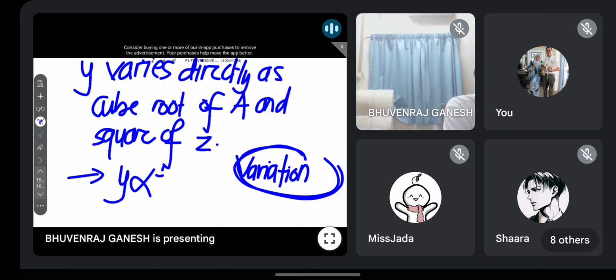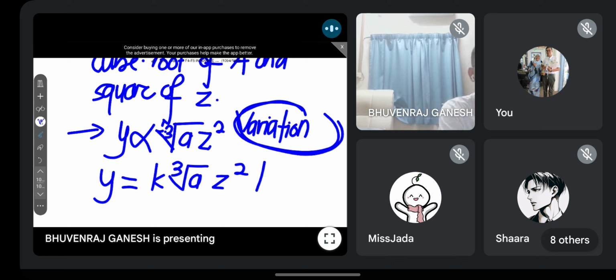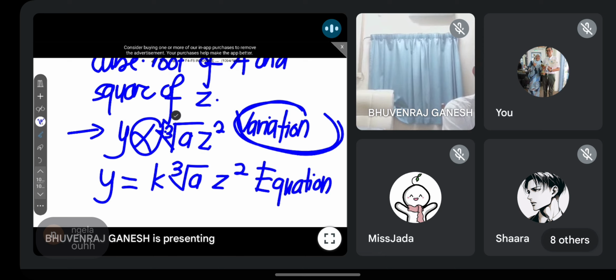Okay, so Y berubah secara langsung dengan punca kuasa 3A, kuasa 2Z. This is how bentuk ubahan nampak untuk soalan macam ni. So, if the question asks, in equation, dalam bentuk persamaan, you add the constant. So, you get this one. Understand? This is equation. Equation must have symbol sama dengan equals. Variation must have symbol alpha. This is alpha, this is equal. Ini perbezaan dia. This is the difference you all must know.